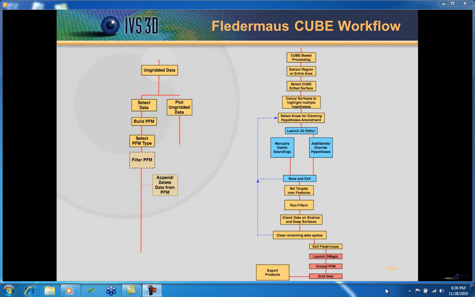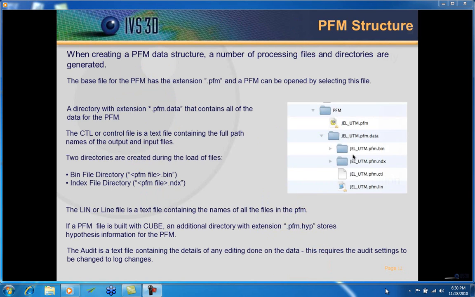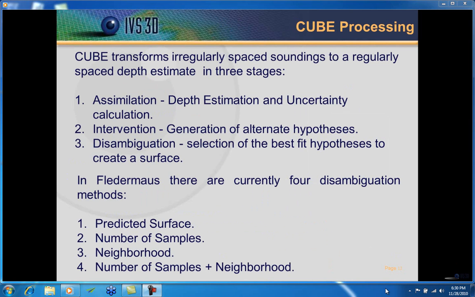So this is the CUBE processing now. It's done as you build the PFM in the normal way. The CUBE side of things then does a bit of assimilation, intervention, and disambiguation, which are all very large words, which I'll explain.